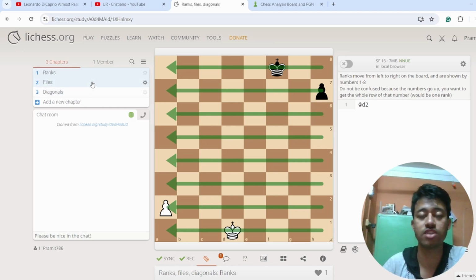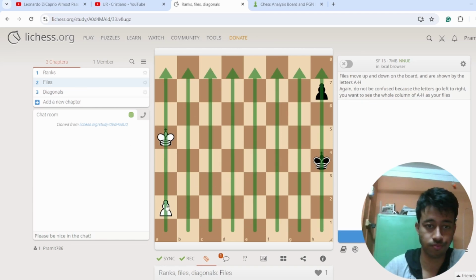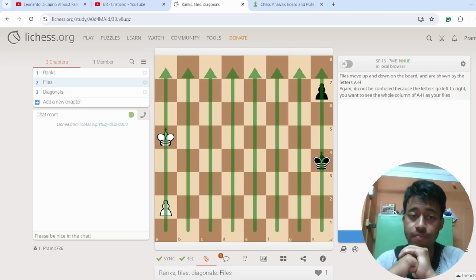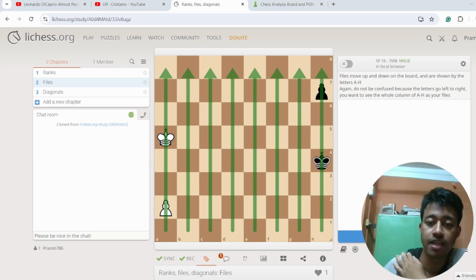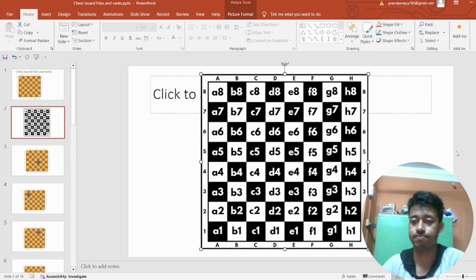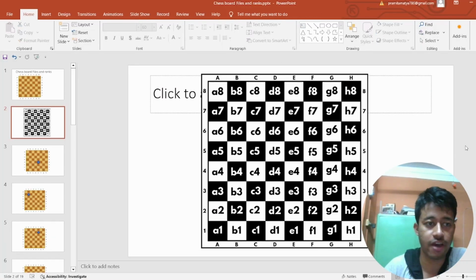Now let's see what files are. All these vertical lines are files. A file, B file, C file, D file, E, F, G, H. All these are files. By watching all this, I hope you guys have understood what files and ranks really are. Let's explain even more in detail.